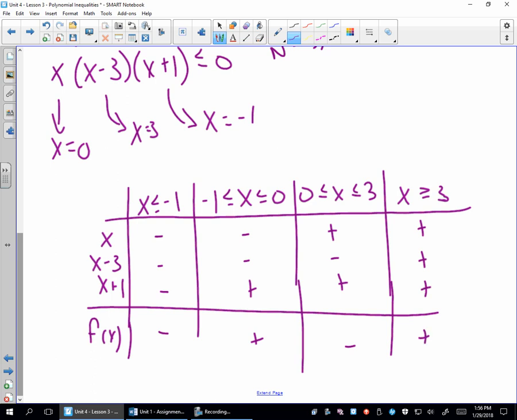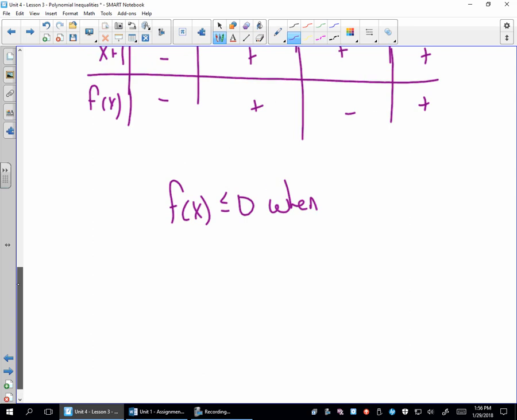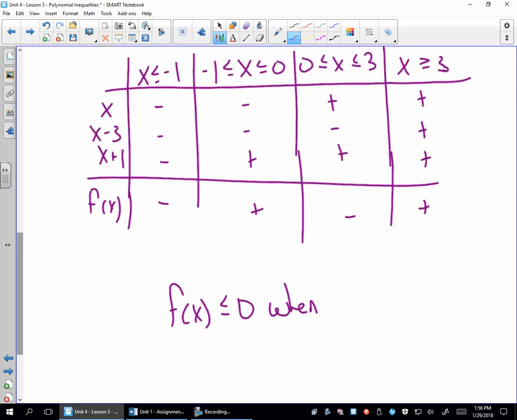Okay, what was I looking for? I want it to be less than or equal to 0. That is true when, let's use bracket notation this time, negatives, negatives. I need that and that. So in 2 spots it's true.